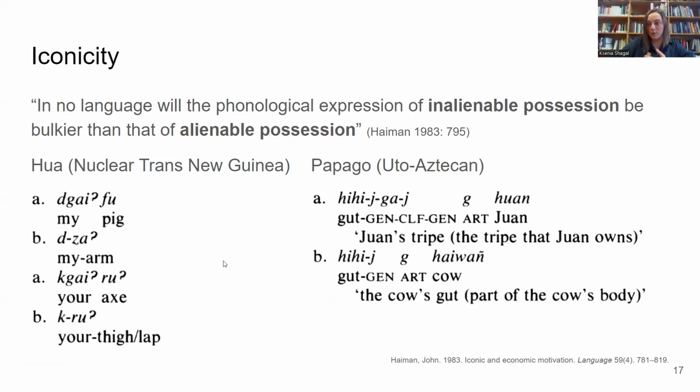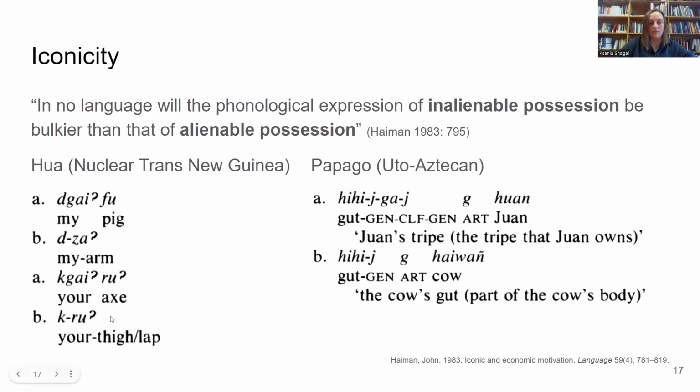And the idea is that inalienable possession is a tighter relationship. So this is why the expression should be shorter, or it should iconically represent the tightness of this relationship. For instance, in the Hua language from the Trans-New Guinea family, there is a distinction between my pig and my arm. My pig is alienable possession, and here my is expressed with a separate word. So this possessive pronoun is a full word. But when you say my arm, then my is actually a prefix.